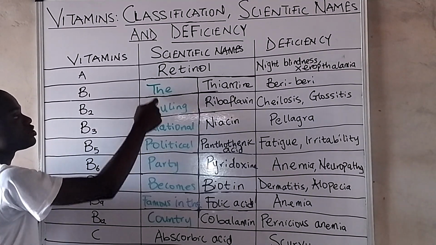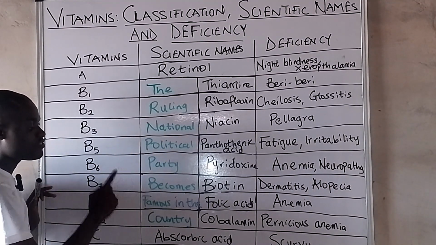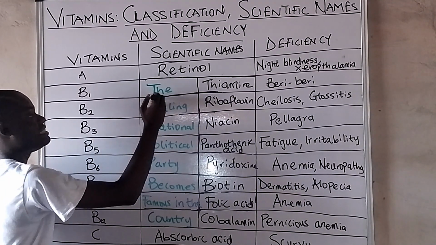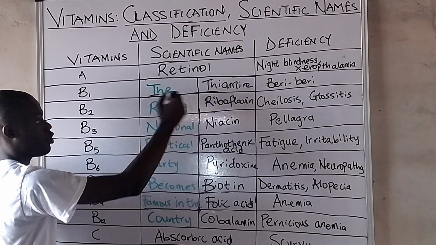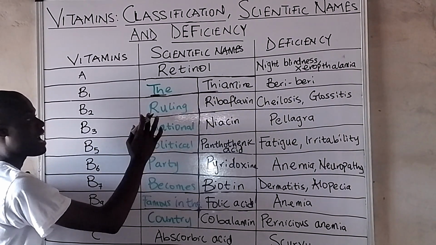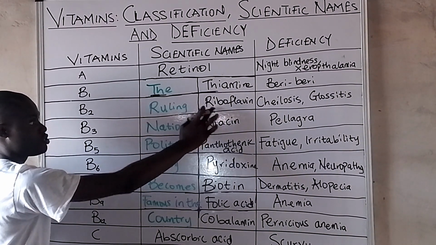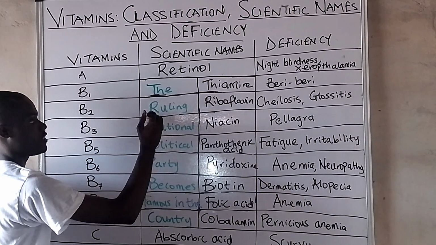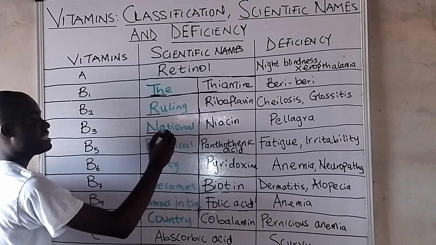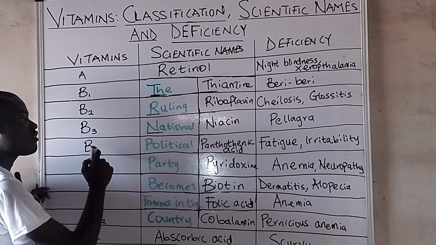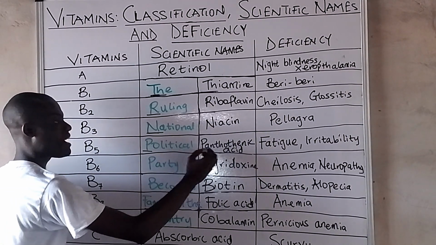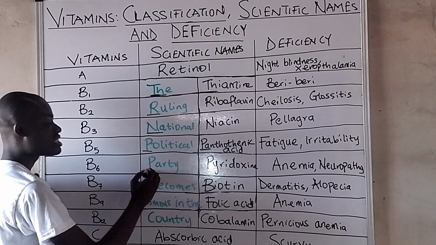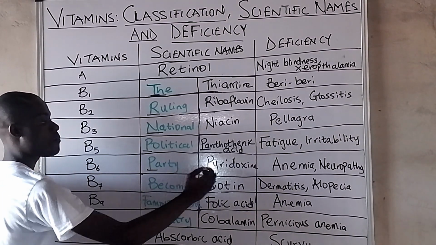The mnemonic is: the ruling national political party becomes famous in the country. TH stands for thiamine, and R is riboflavin. So the scientific name for B1 is thiamine. The scientific name for B2 is riboflavin. For B3, the N here stands for niacin. For B5, the P here stands for pantothenic acid. The second P, for vitamin B6, stands for pyridoxine.